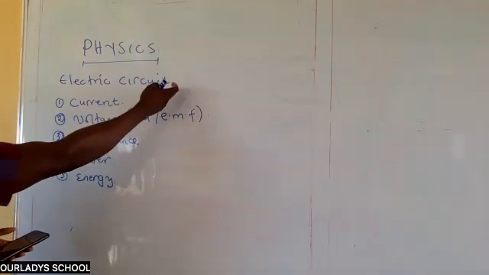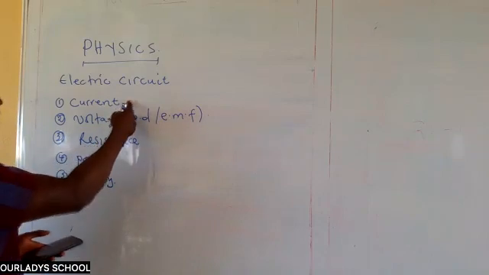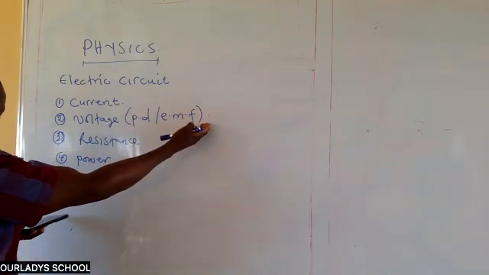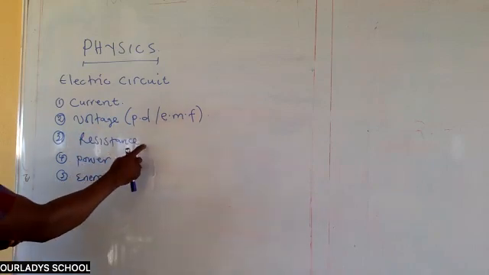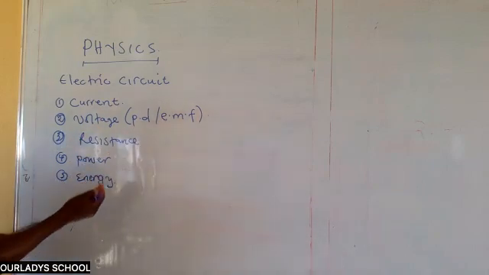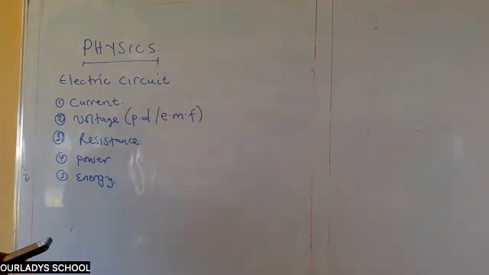Under electric circuit, we need to know what current is. We need to know what electromotive force is, the potential difference or the voltage. We need to know what resistance is. We come to power. We also look at the electric energy. So first of all, let us speak on one aspect. Current. What is current? And things like that.